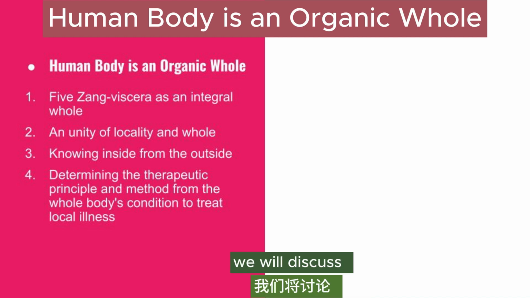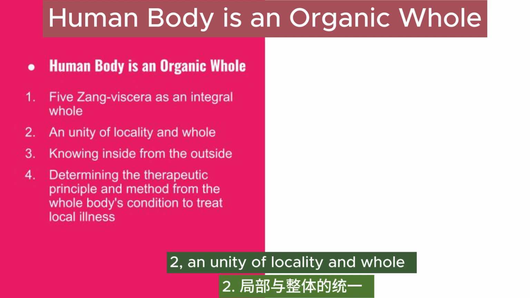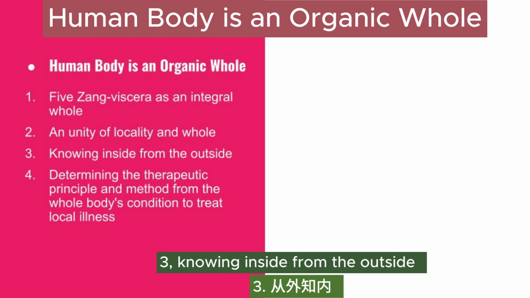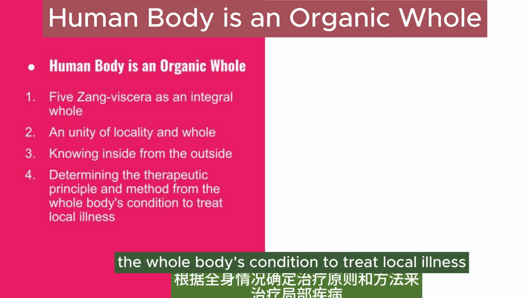We will discuss: 1. Five Zang-viscera as an integral whole. 2. A unity of locality and whole. 3. Knowing inside from the outside. 4. Determining the therapeutic principle and method from the whole body's condition to treat local illness.